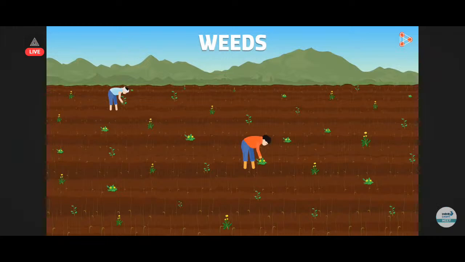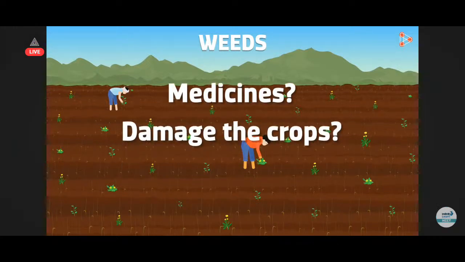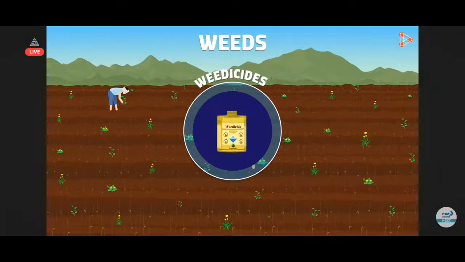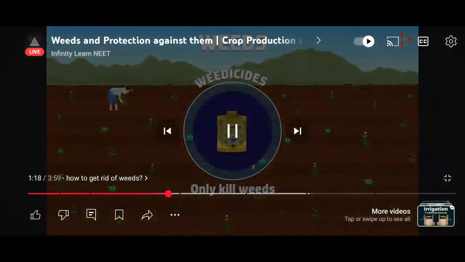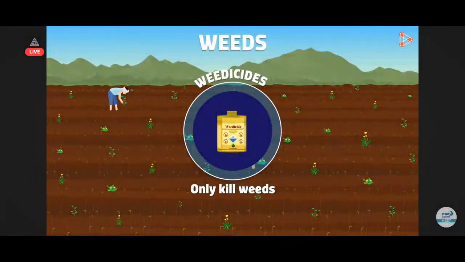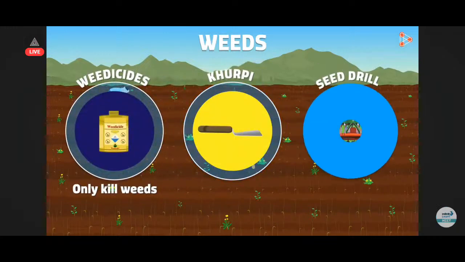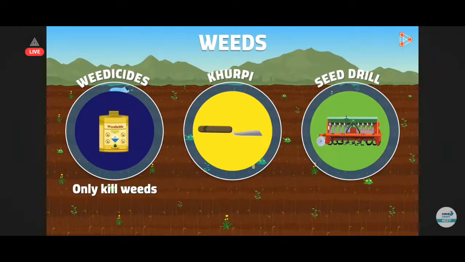Wait, what do I mean by medicines? Won't these medicines damage the crop? Well, these are known as weedicides and are designed to only kill weeds. These chemicals are diluted using water and then spread over the farms. Farmers also use implements like a khurpi or a seed drill to uproot weeds.